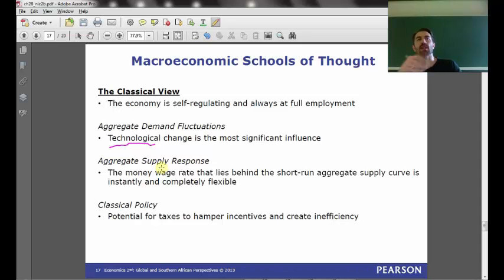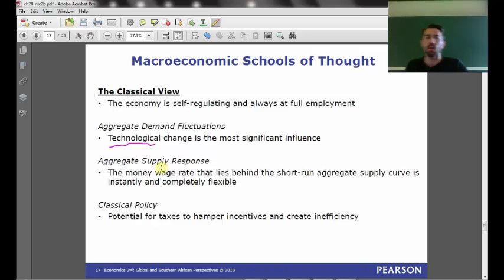So you have a change in technology that shifts aggregate demand. But remember, if the economy itself is self-regulating and you assume that all information gets disseminated relatively quickly, any shift or change in aggregate demand is met by what? A pretty, let's say, swift response in terms of time by a shift in aggregate supply.